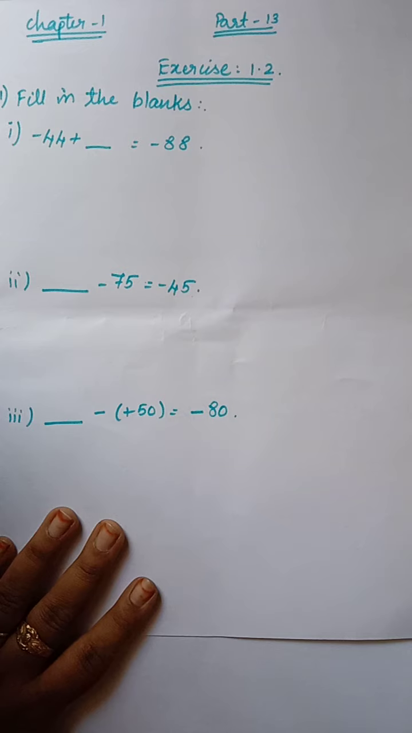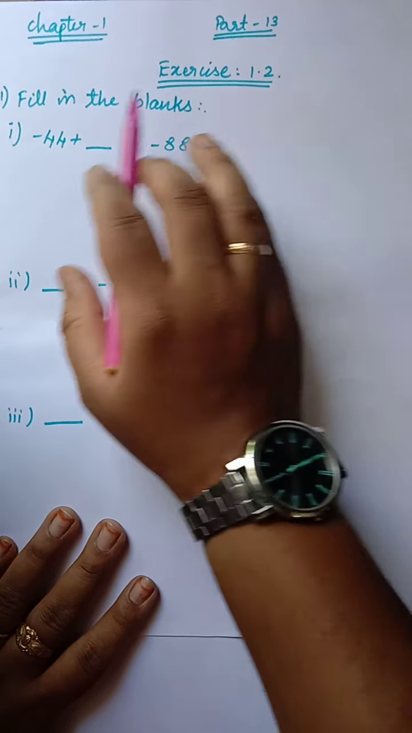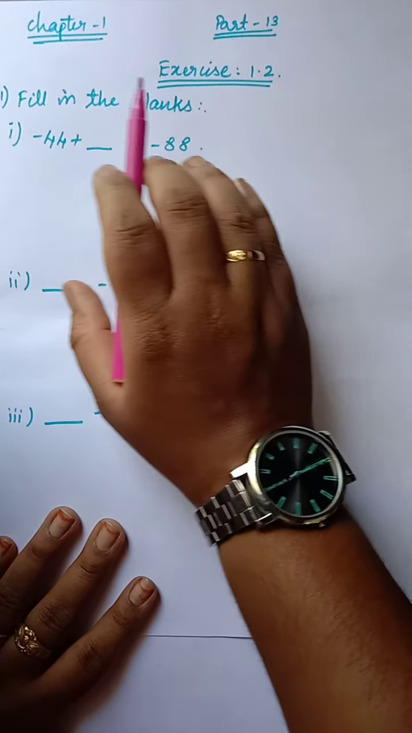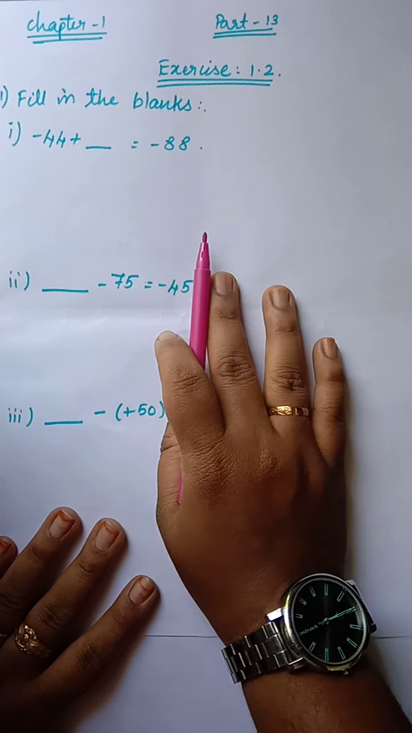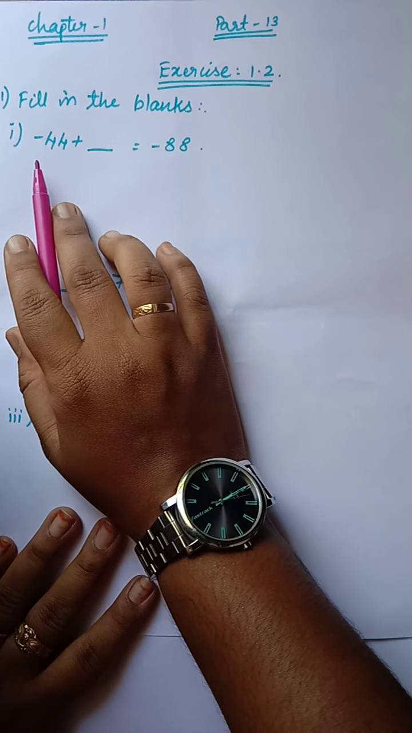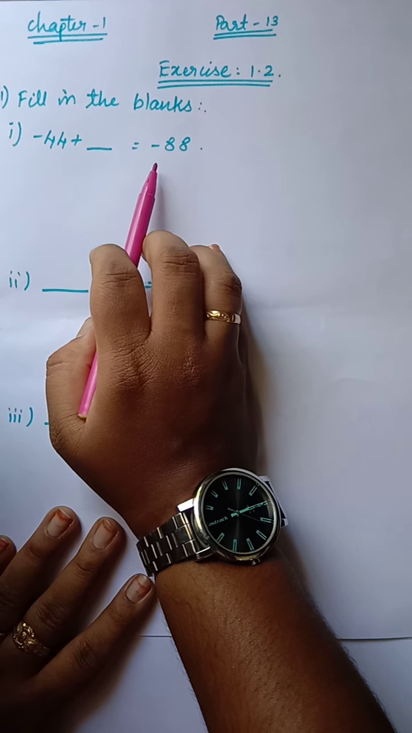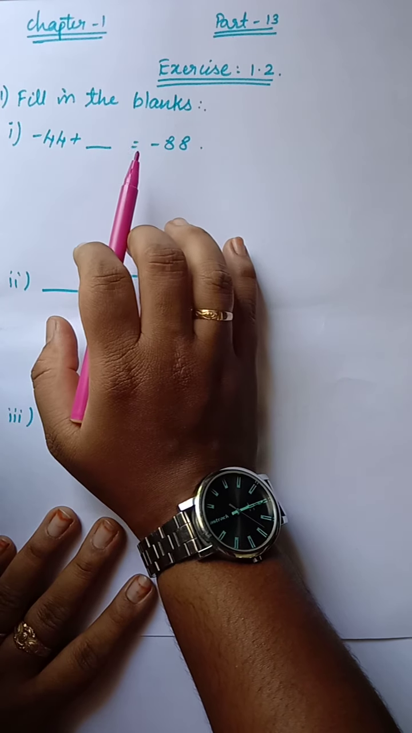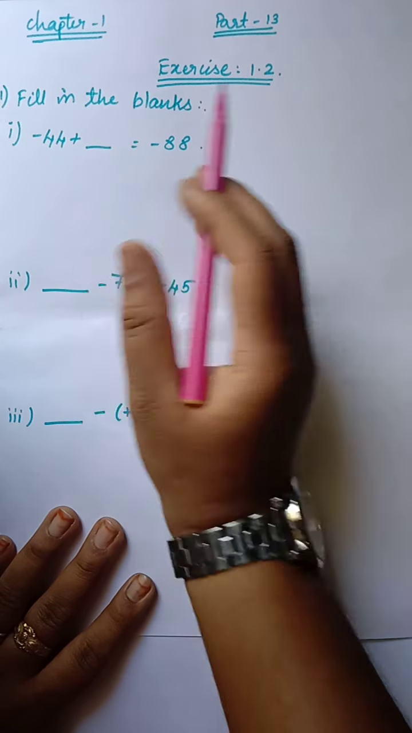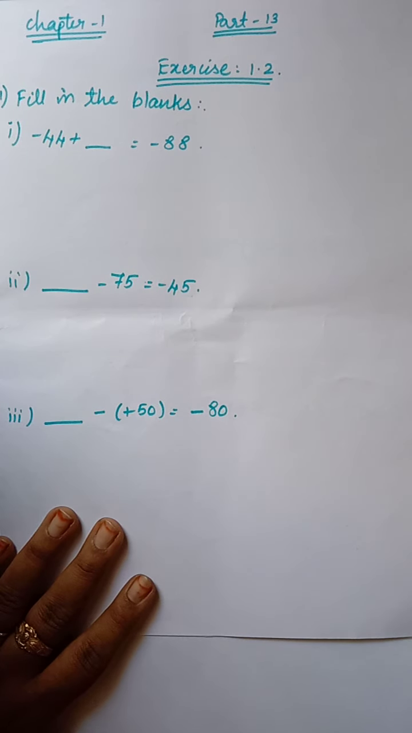The first part of exercise 1.2 is fill in the blanks. So we are going to do the fill in the blanks. The first question is minus 44 plus dash equal to minus 88. How can we find the answer? In addition also we did some sums like this, right? So by using that type we are going to do the sum.